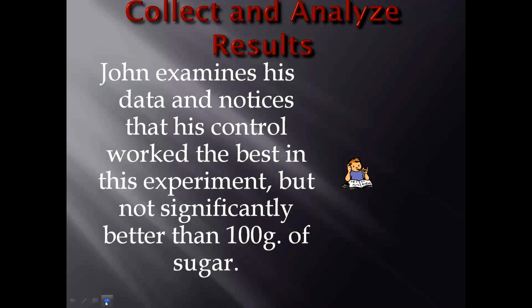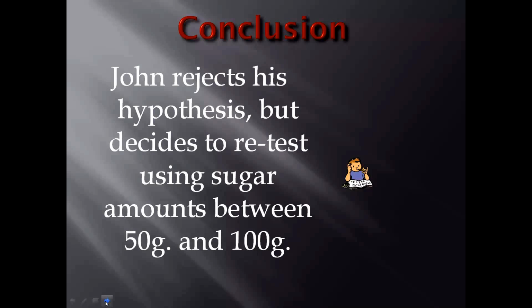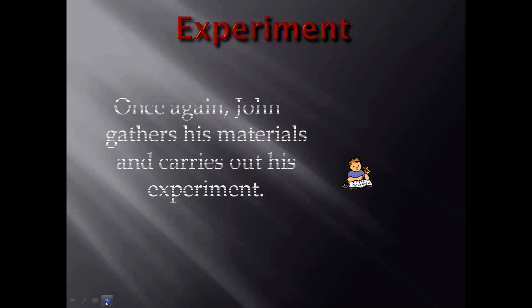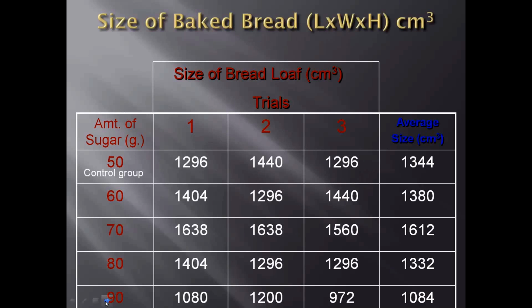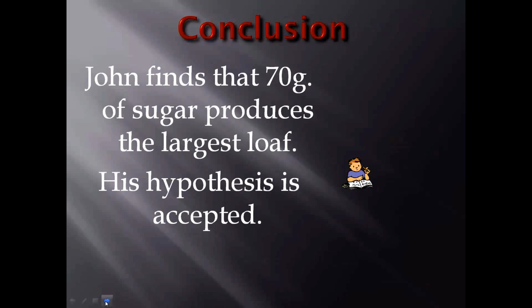He collects and analyzes the results, and he notices his control worked the best in this experiment, but not significantly better than 100 grams of sugar. So in his conclusion, he rejects his hypothesis, but decides to retest using sugar amounts between 50 and 100 grams. And then once again, he can go through that whole procedure. And here are the results of his second experimentation. And his conclusion is that 70 grams of sugar produces the largest loaf.